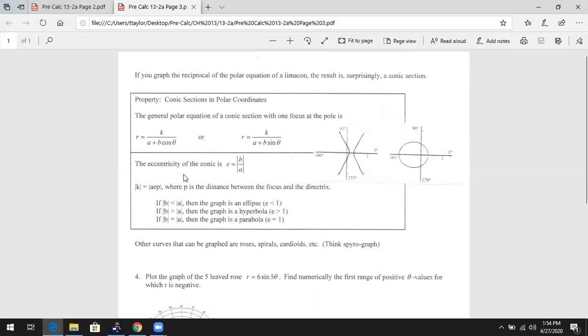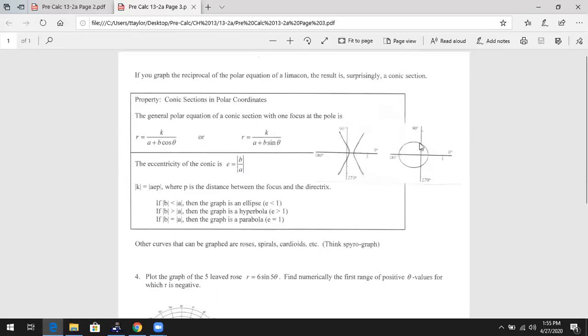Eccentricity, again, isn't going to mean anything to you because we haven't covered it. It basically has to do with the curvature. The eccentricity of the conic section is b over a. I'm not really going to do anything with that, just showing it to you. The absolute value of k equals the absolute value of a e p, where p is the distance between the focus and the directrix. If the absolute value of b is less than a, it's an ellipse. If it is greater than a, it's a hyperbola. If the absolute value of b equals a, it's a parabola.